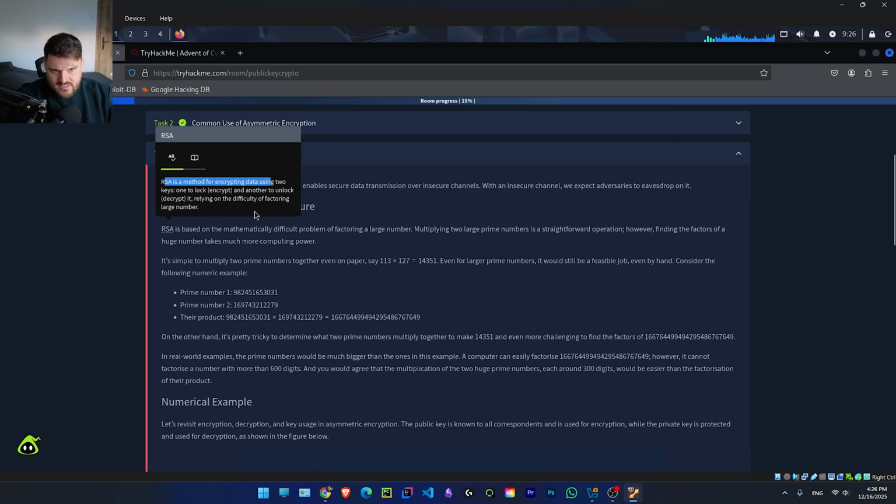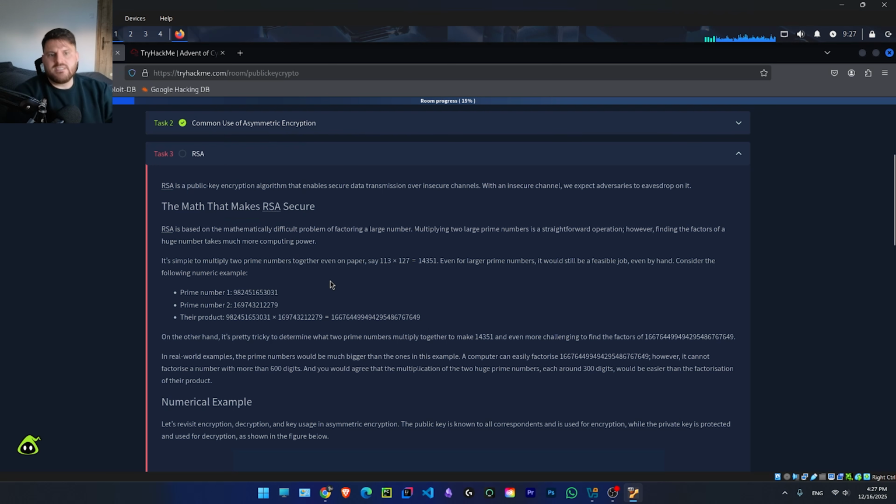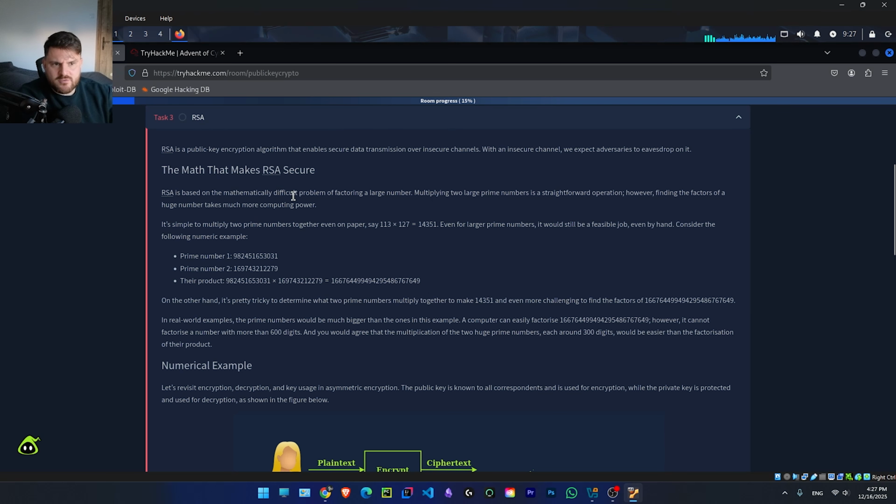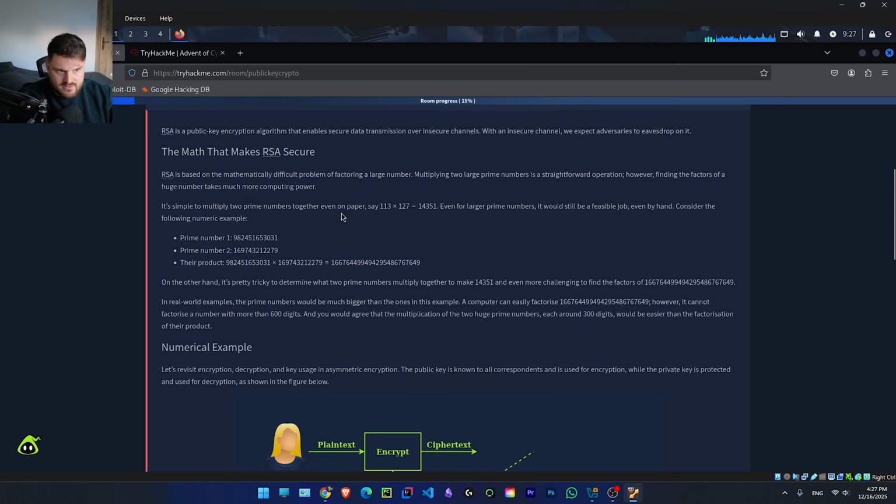RSA is a method for encrypting data using two keys: one to lock (encrypt), and another one to unlock (decrypt). It relies on the difficulty of factoring large numbers, a mathematically difficult problem. Multiplying two large prime numbers is a straightforward operation. However, finding the factors of a huge number takes much more computing power.